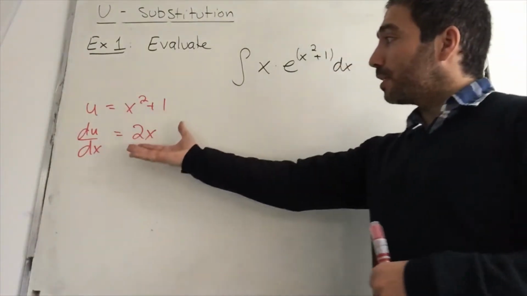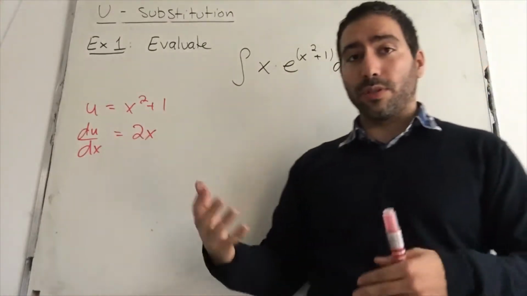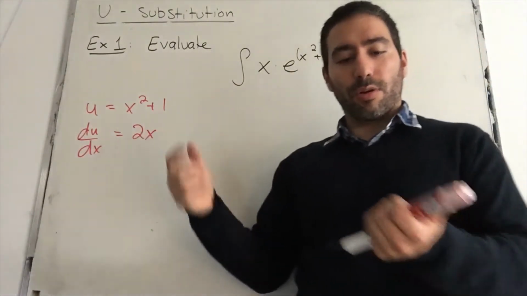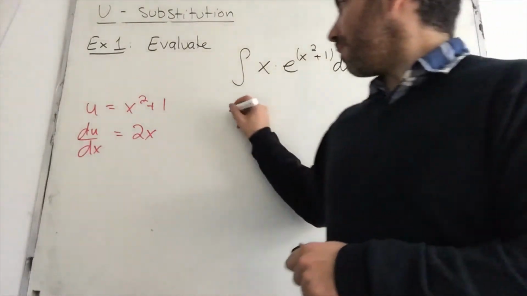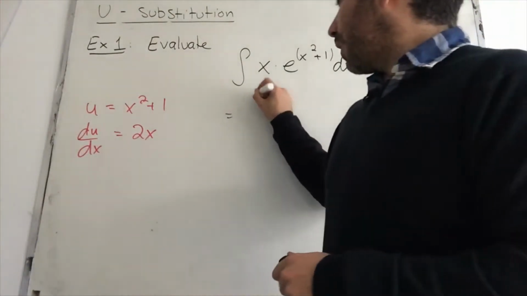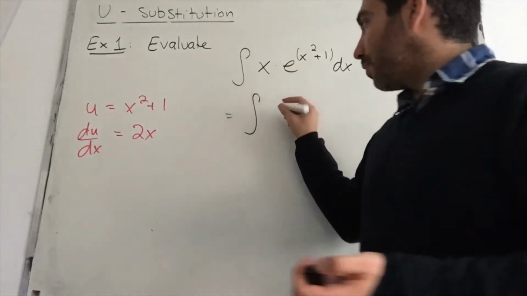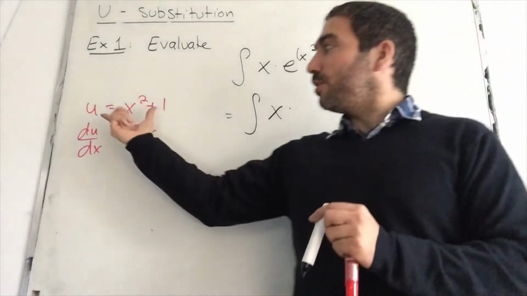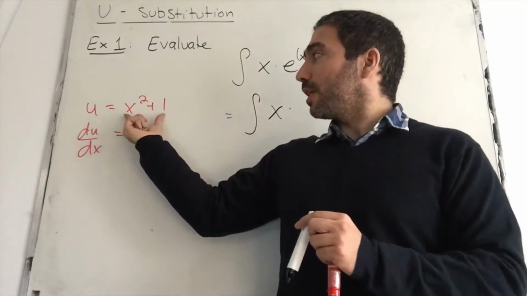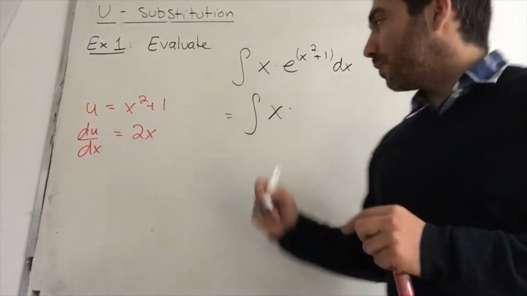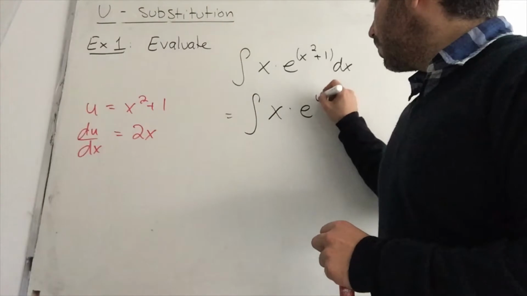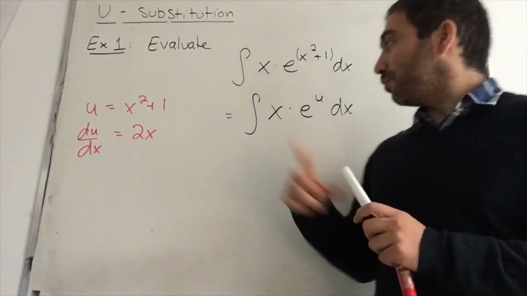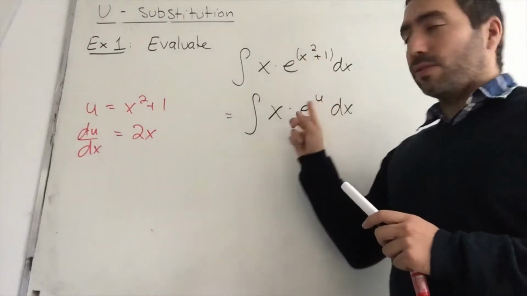But now we have to express this in terms of solely u. We want to rewrite this with no x's involved. So how do we do this? Well, right now this x, there's nothing I could do with it. I have to leave it. In the exponent, we have x squared plus 1, but we used the u substitution. So instead of x squared plus 1, we're going to call that u. So we have e to the u and then dx. I just rewrote x squared plus 1 as u.